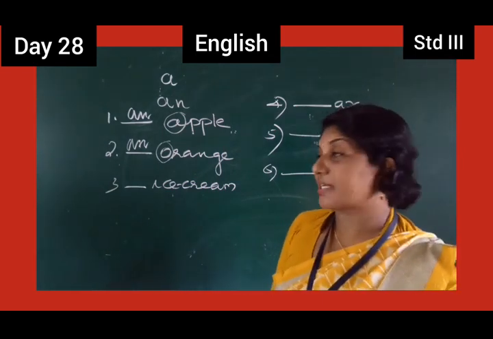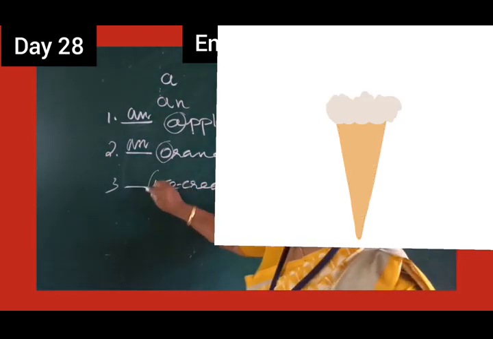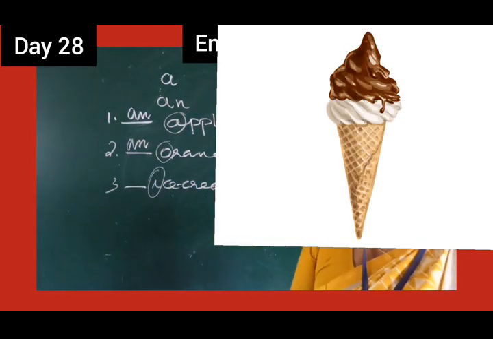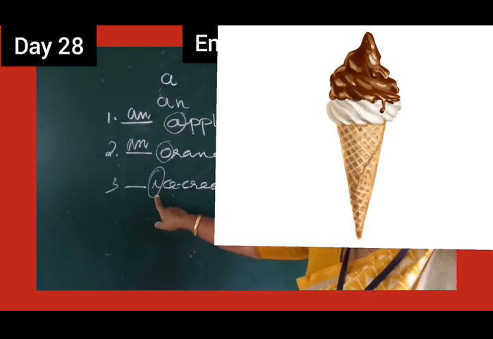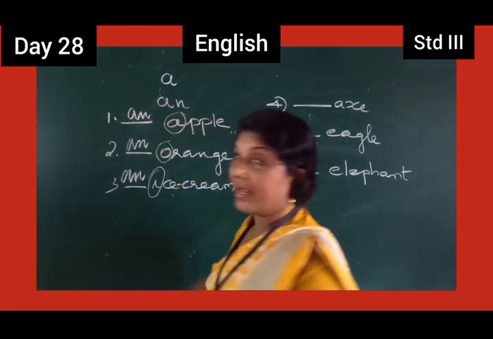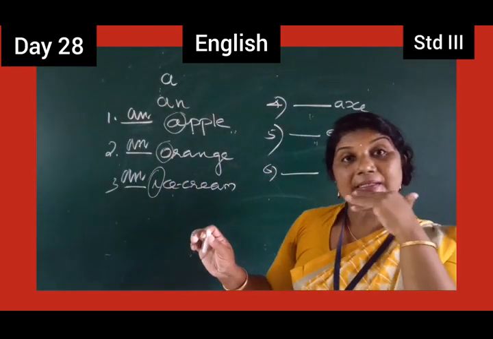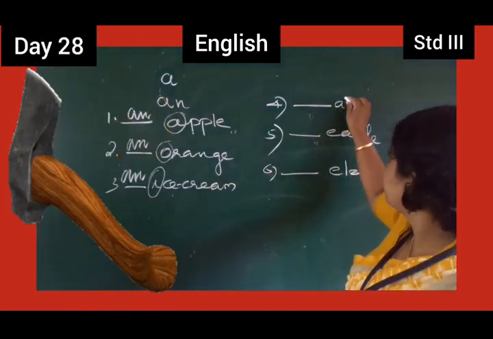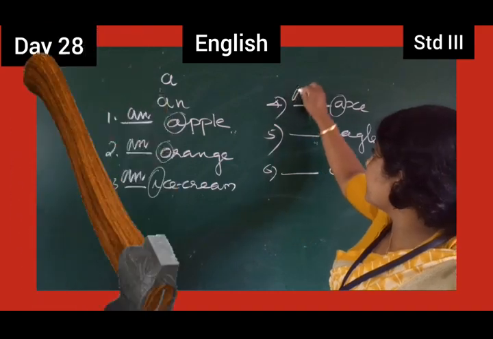Then the next one, dash ice cream. The first letter is I. So what will you write there, children? I is a vowel. So you should write here an. The next one, dash ox. The first letter is O. Right? So here what will you write?